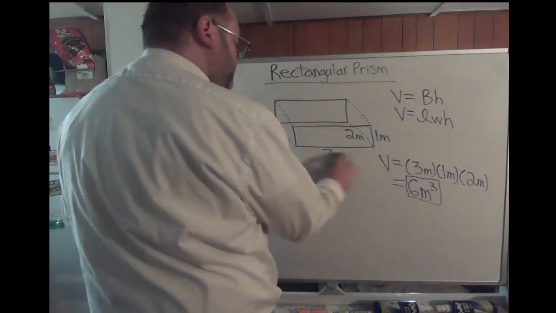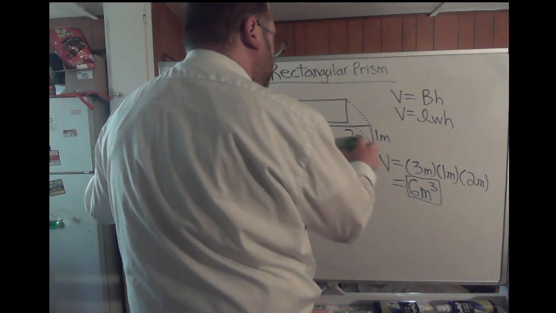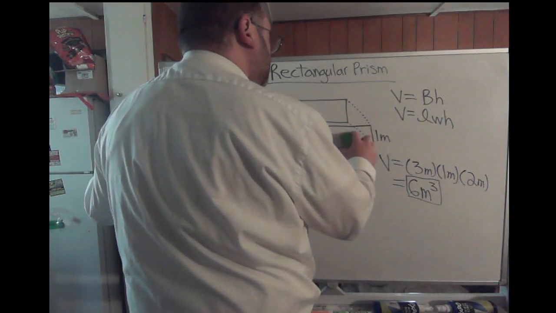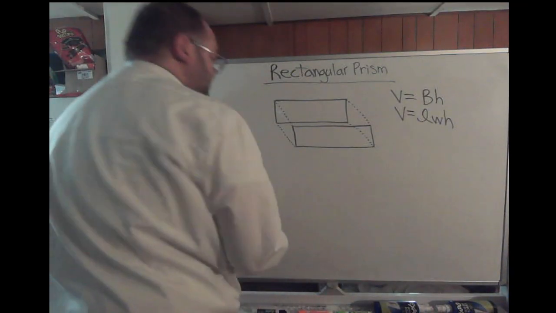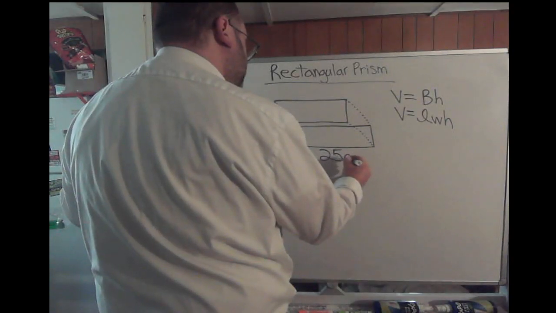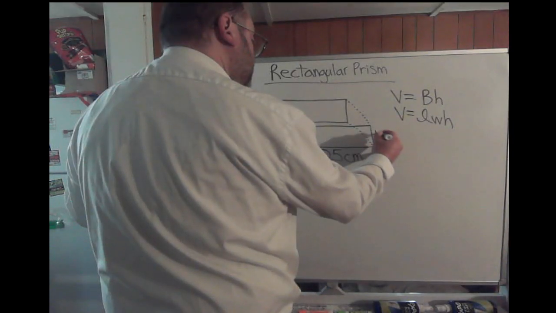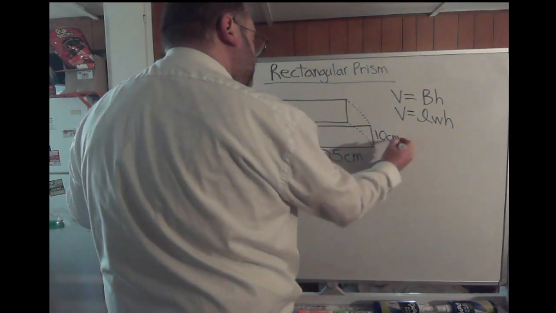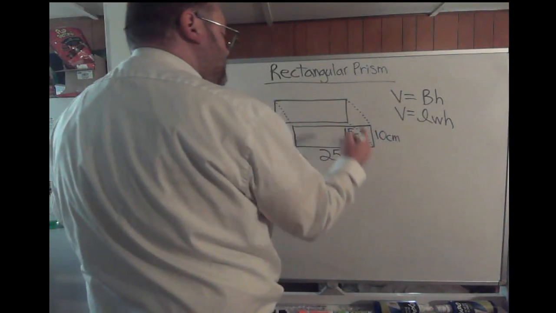Let's do one more example with the rectangular prism. Let's see here. I got 25 centimeters for the length of the prism, 10 centimeters for the width, and about 15 centimeters for the height.